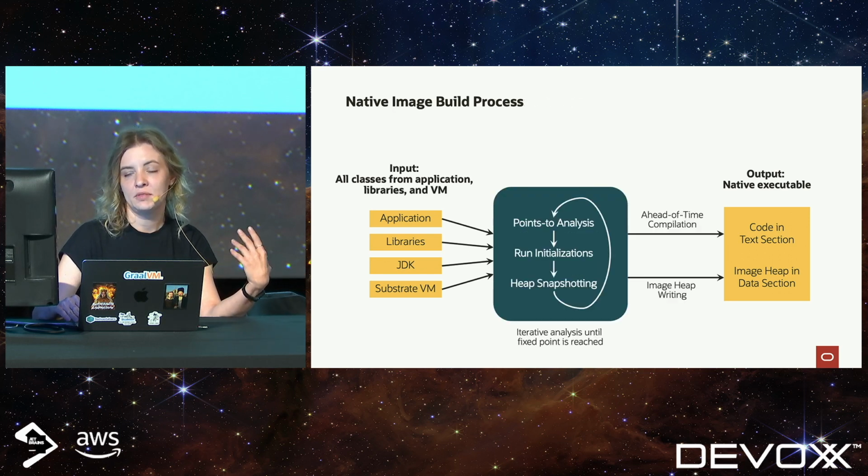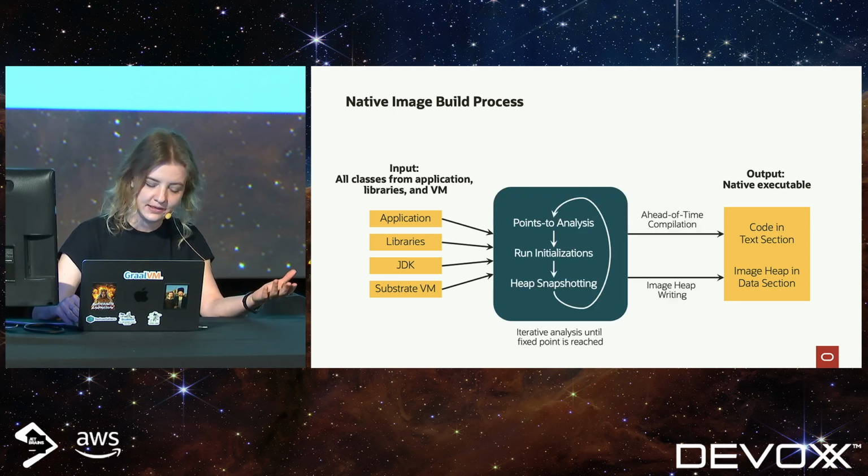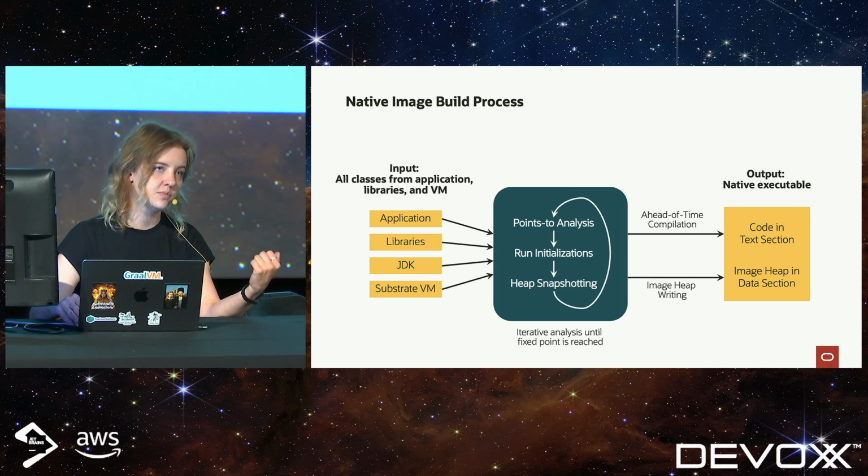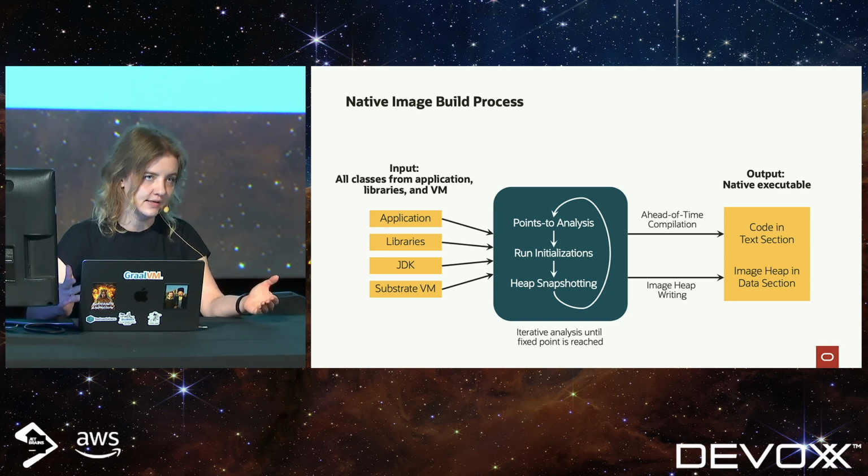Talking a bit more about the implementation and how it's actually happening. When you're running a native image build, native image will take a look at your application, starting from its main entry point, and it will try to find all the reachable code and then initialize it.